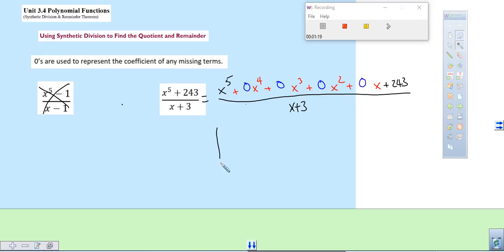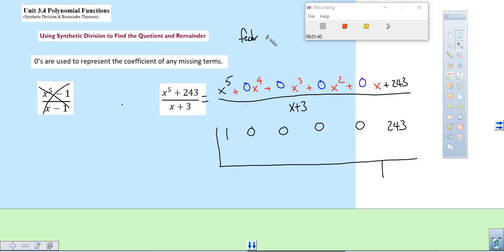Now we go ahead and set it up. We're going to do leading coefficient of 1, coefficient 0, coefficient 0, coefficient 0, coefficient 0, 243. All right, we have a factor of x plus 3. So if our factor is x plus 3, then our zero would be x equals -3. So we're going to test -3 and see if it works.